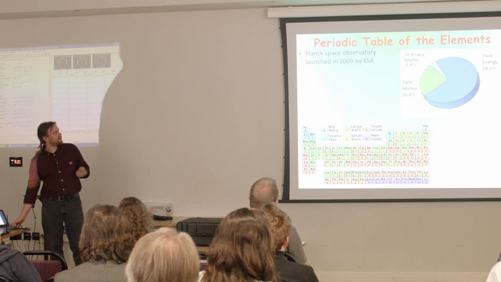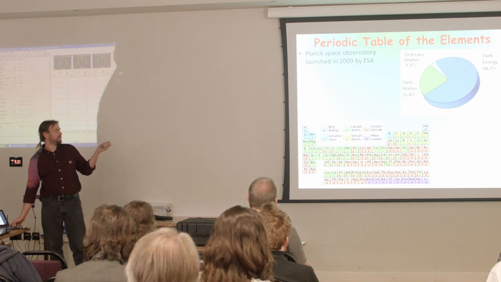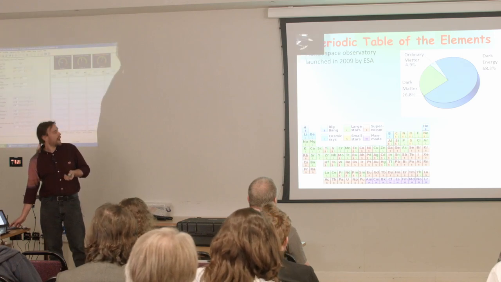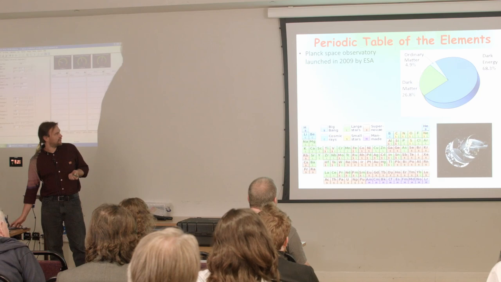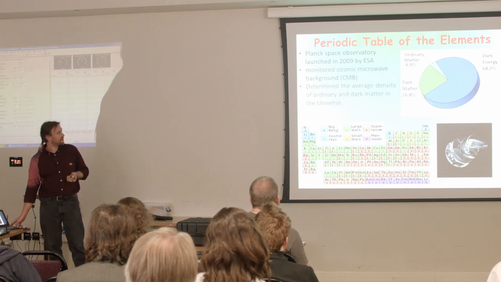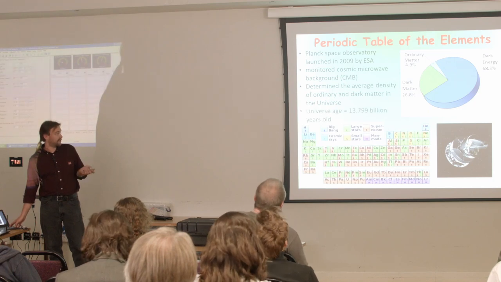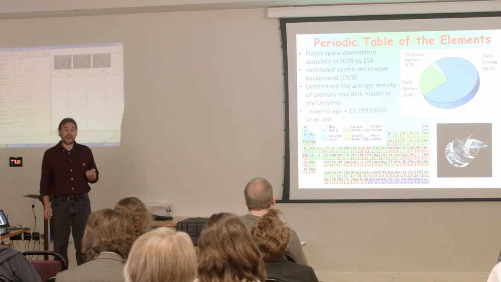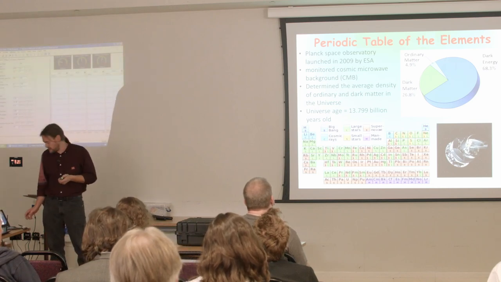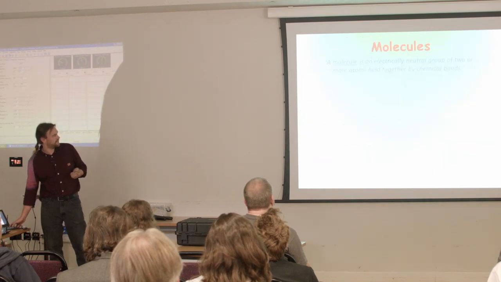And the reason we know that is because a satellite, the Planck Space Observatory, went out. There's a picture of it. And it monitored the cosmic microwave background. And from that, we determined the average density of the ordinary and the dark matter within the universe. It also gave us an accurate age of the universe, which is about 13.7 billion years, plus or minus 200 million years.